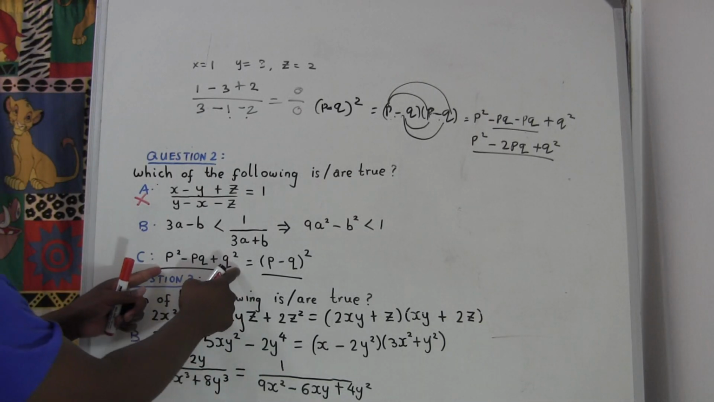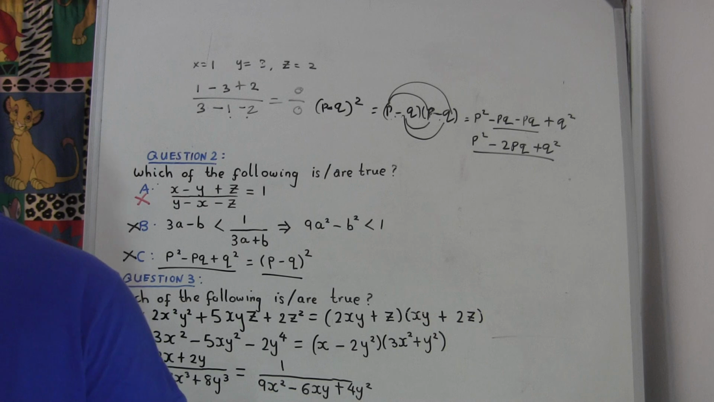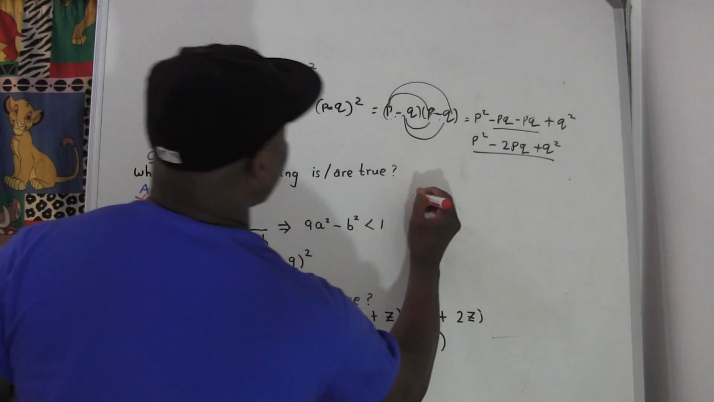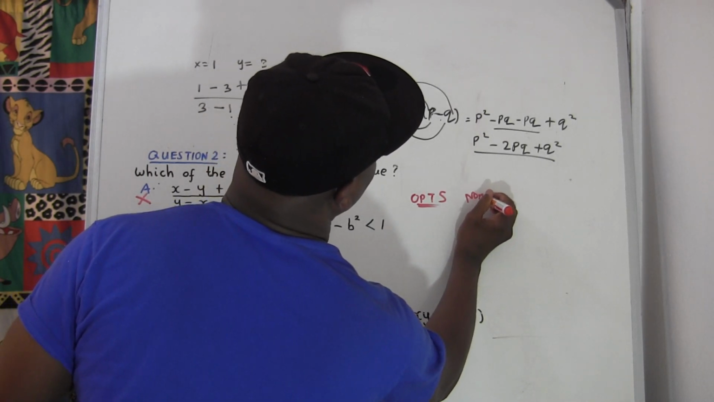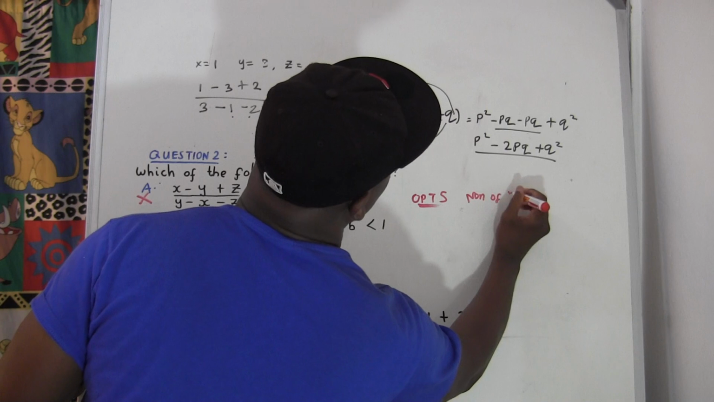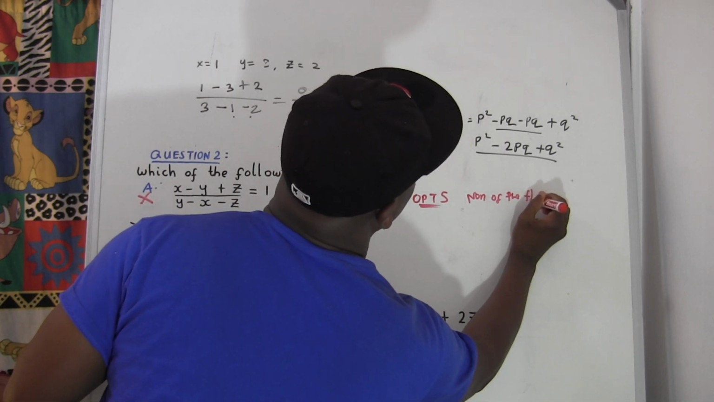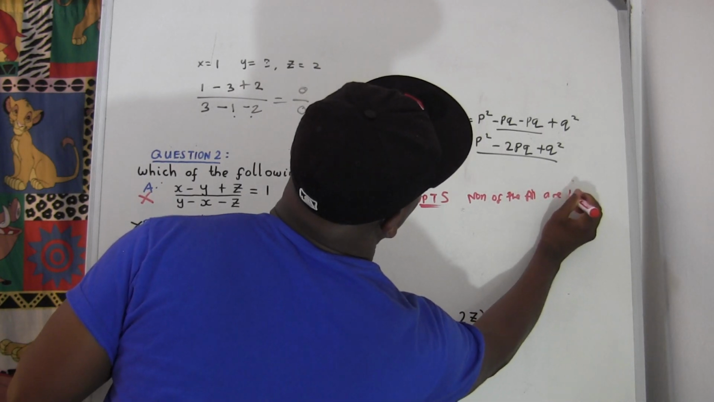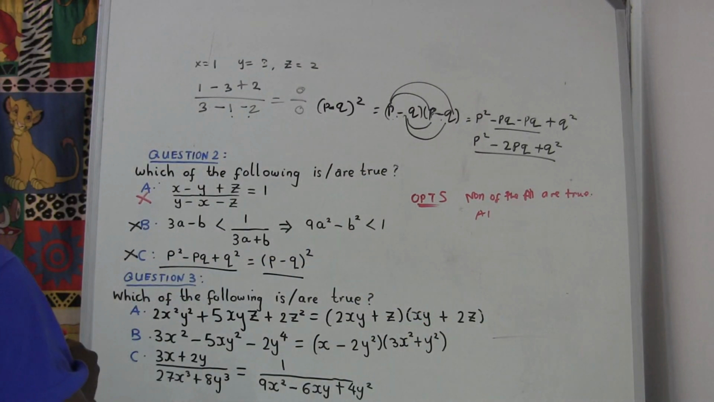Which is not this. It's not true. So this is not true. This is not true. So all of them are false. If all of them are false, that means it's option 5. Question 2, option 5. All of them are false, so none of them are true. Or you can say all of them are false. Option 5, my apology.